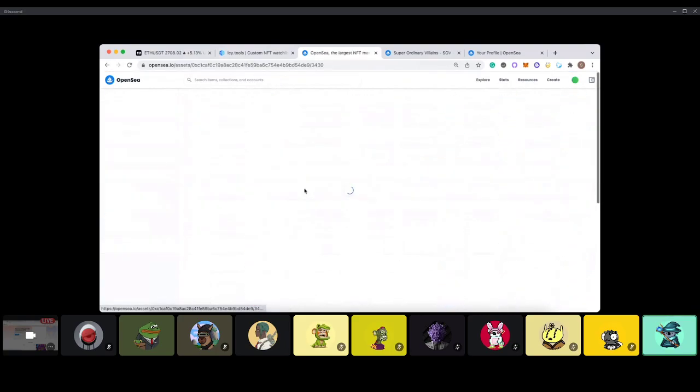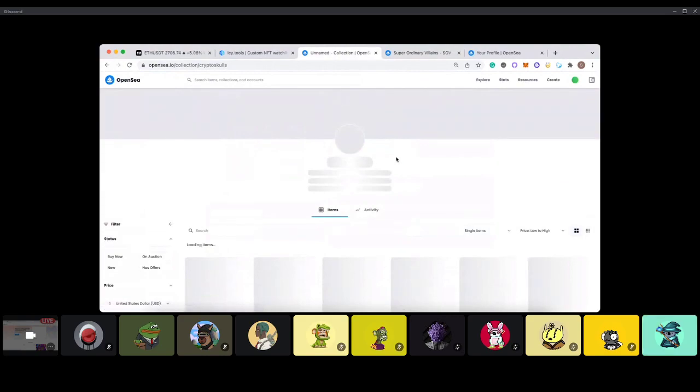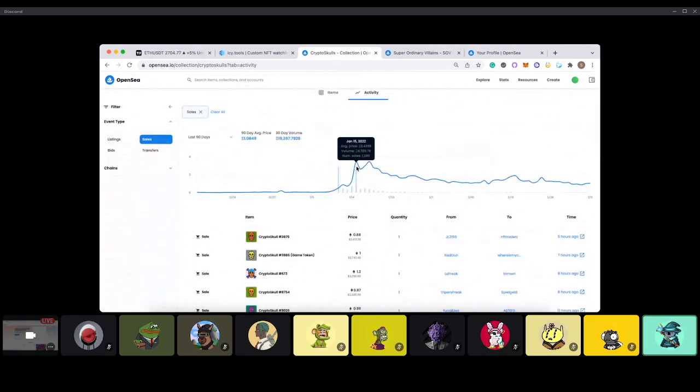If we go to Crypto Skulls, it was literally at 0.09. Look, it's already at almost 1 ETH, like 10x from his buying price. But we know that at the top it reached 3.5. Imagine if you purchased 10. 10 would cost you like 1 ETH, then you can sell them for 35 ETH. How's that as a play?